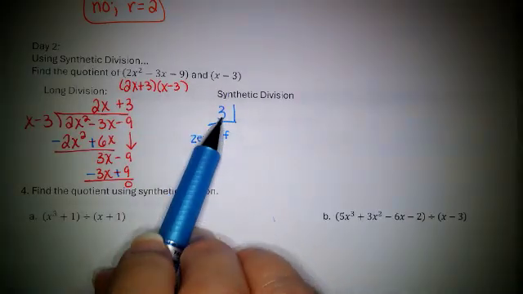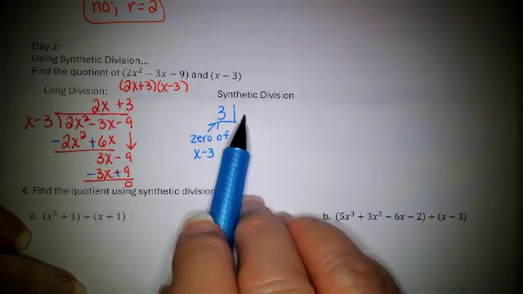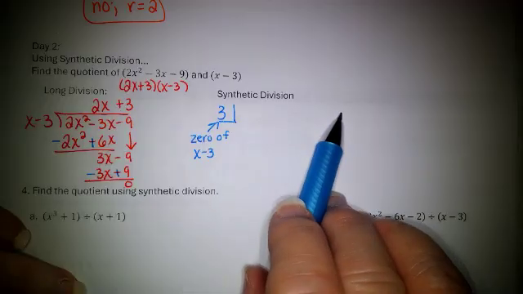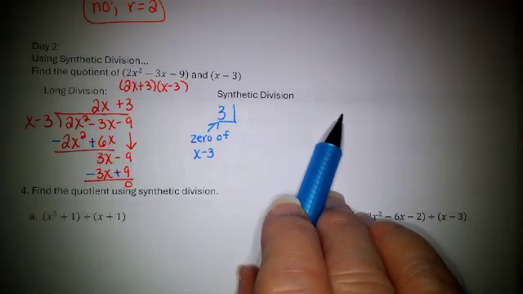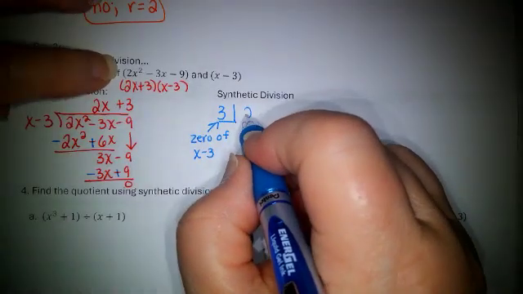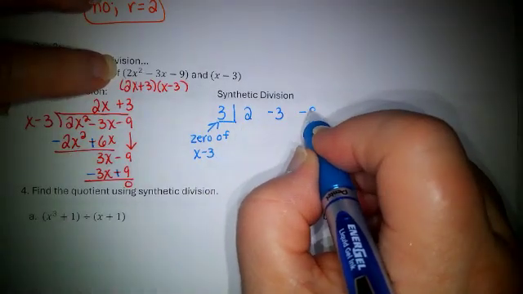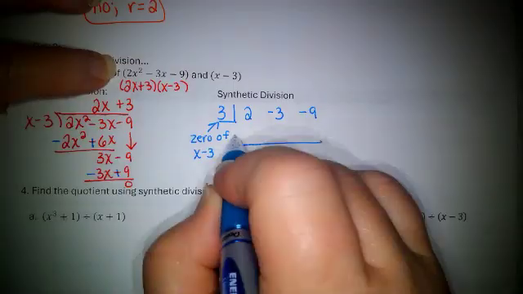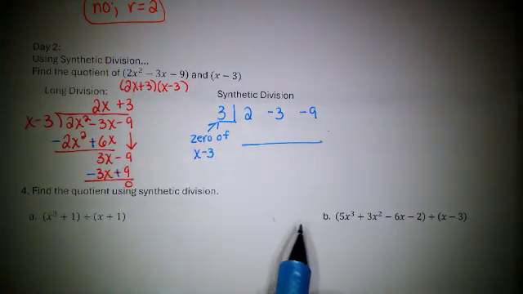So you always take the 0 of this factor. And over here, we're just going to write the coefficients in descending order. So if you're missing a power, you've got to put a 0 in its spot, and we will practice that in a bit. So up here, my coefficients are 2, negative 3, negative 9. Leave a space and draw a line.